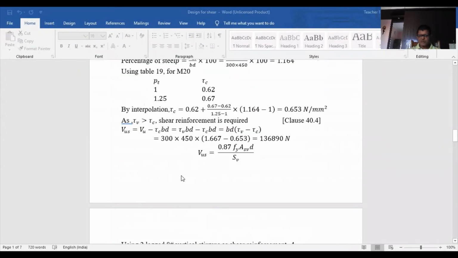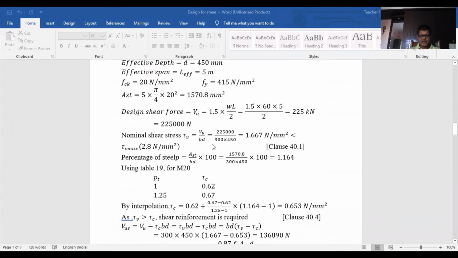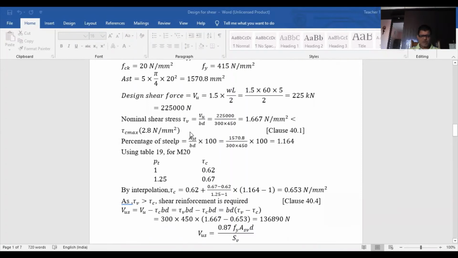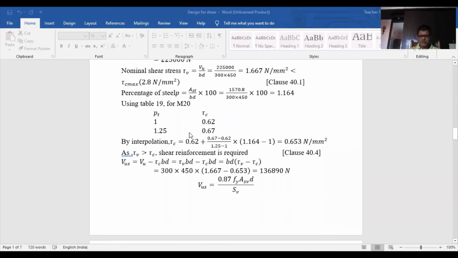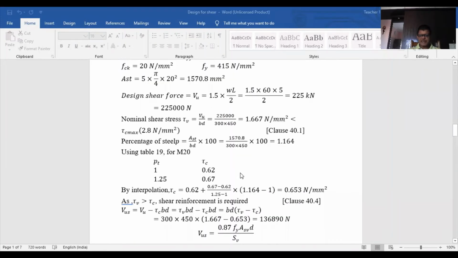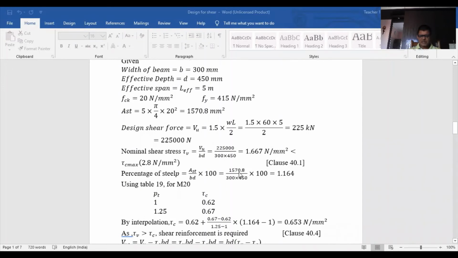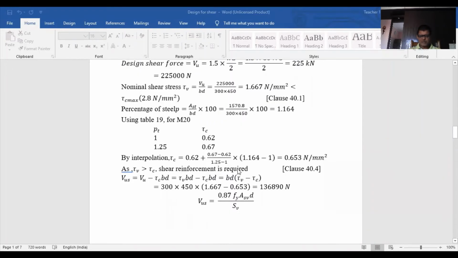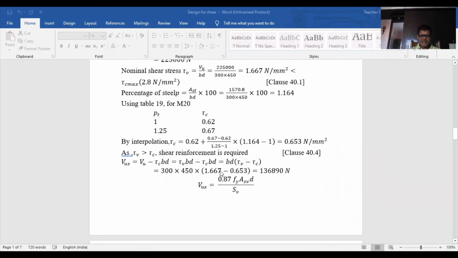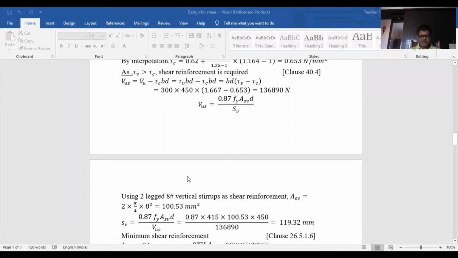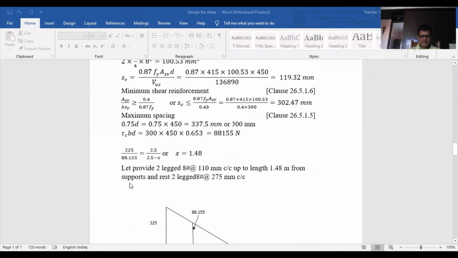What is the force we have obtained? Okay, this design shear is 225, right? 225 kilonewton. What is tau C bd? Tau C bd you have to calculate. So tau C bd will be equal to 0.653 into b into d, and that value comes out to be here.